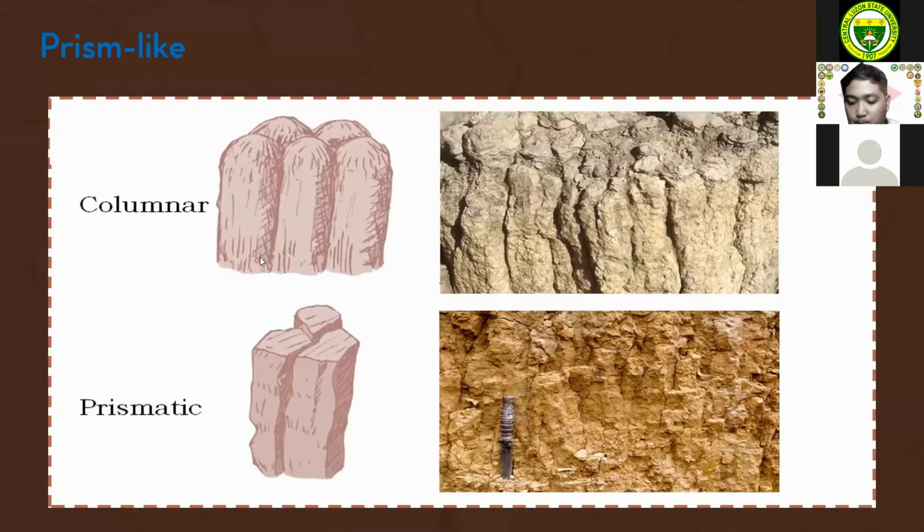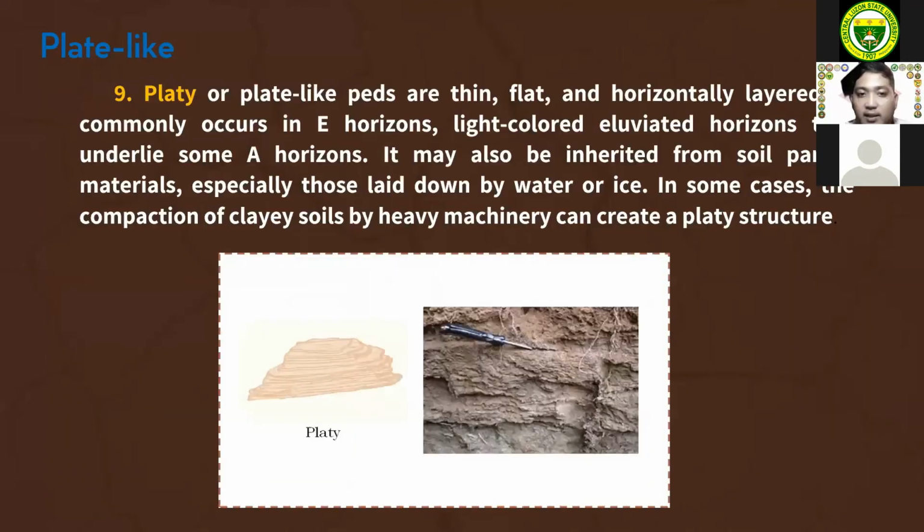We have the platelike or Platy. Beds are thin, flat, and horizontally layered. It commonly occurs in a horizon, light-colored, elevated horizons that underlie some a horizon. It may also be inherited from soil parent materials, especially those laid down by water or ice. In some cases, the compaction of clay soils by heavy machinery can create a platy structure.